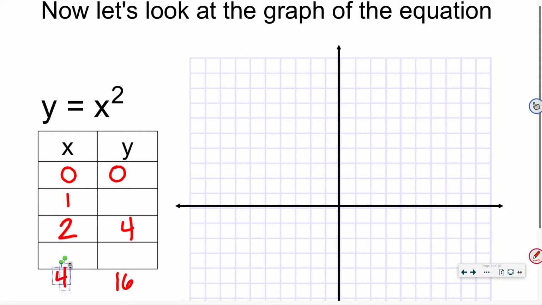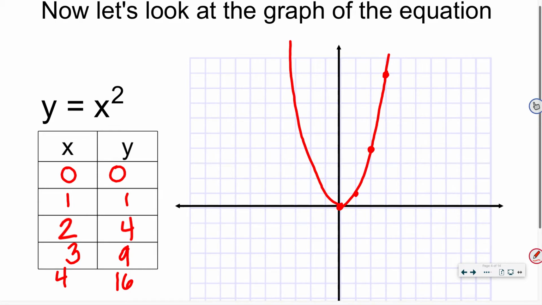What if x is 1? 1. Y is 1. What if x is 3? 9. Y is 9. Can I graph that? Yeah, I already have the points. I have (0, 0), (1, 1), (2, 4), (3, 9). Whoa. Whoa. What do you know about that?